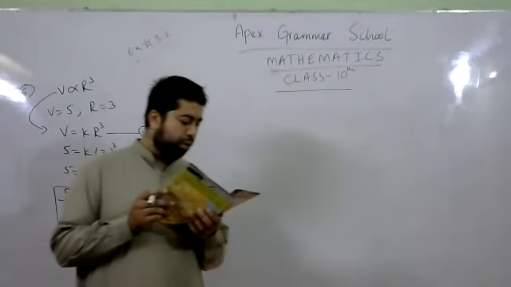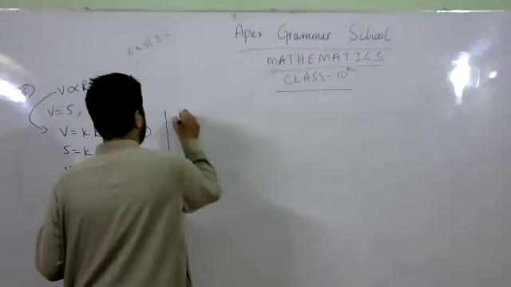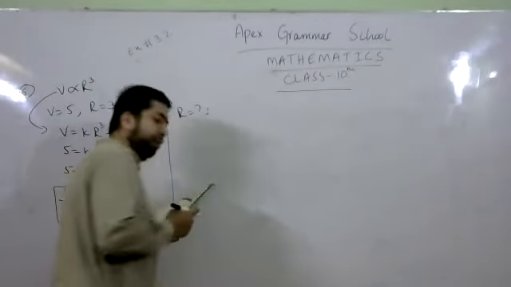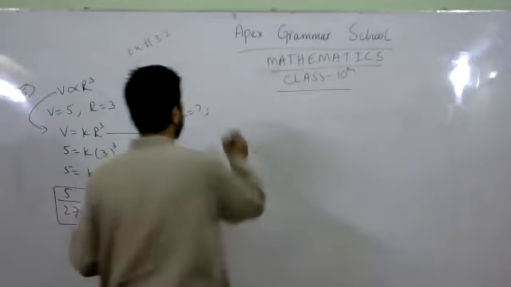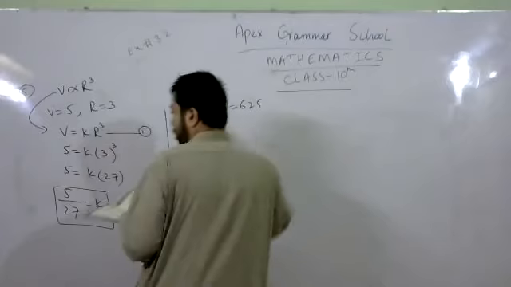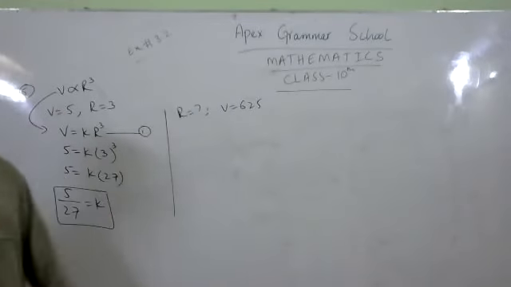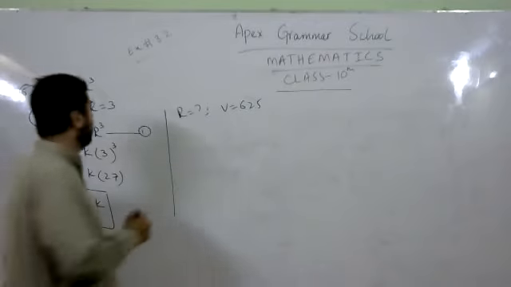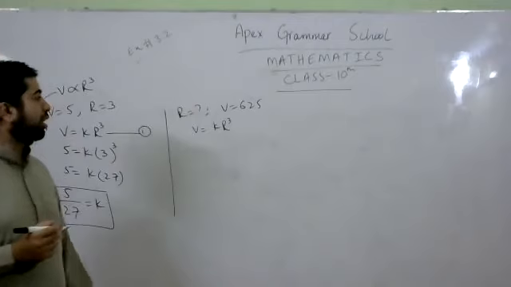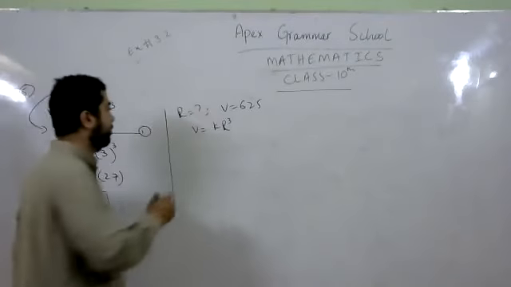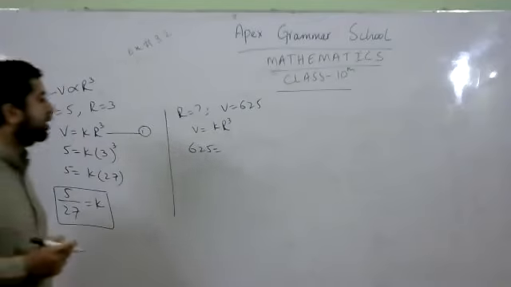Now, find the value of r. We need to find the value of r. The remaining part of question number 5 is that all we need to find is r when v is equal to 625. Now you can easily solve and find the value of r. We have the relation that v is equal to k r cube. The value of v is 625. The value of k is 5 by 27.